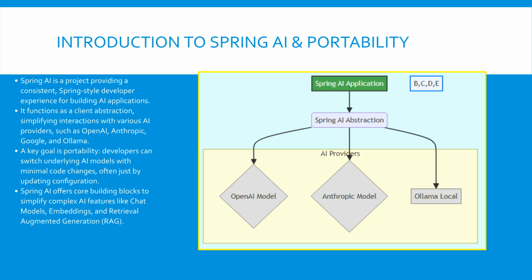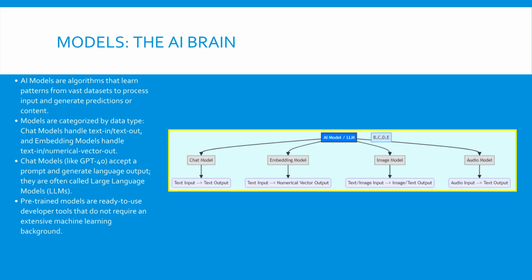Spring AI coordinates the interaction with these AI providers and models, handling the underlying complexity of each specific API. This layer is key to simplifying AI integration, turning complex web API calls into simple Spring component method calls. It's the foundation that allows Java developers to integrate AI features quickly, without needing to wrestle with technical details. Now that we know Spring AI is the universal adapter, let's understand the brain it connects to, the AI model.